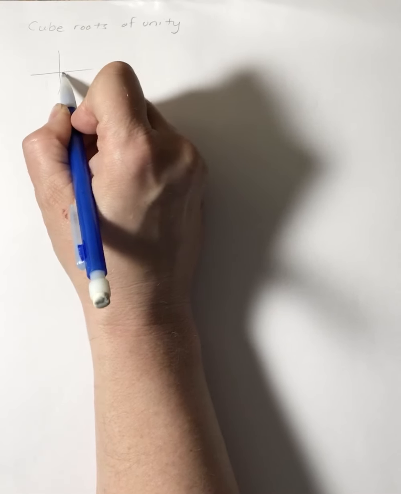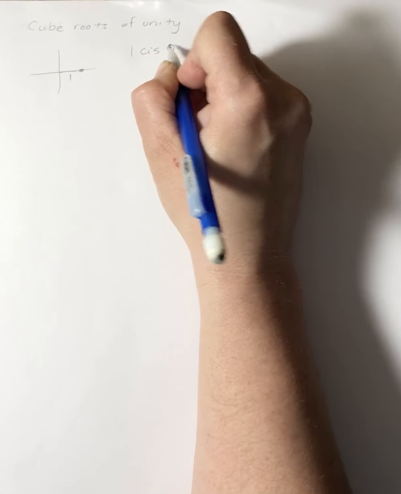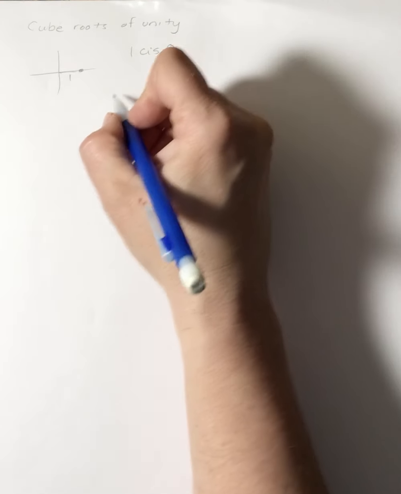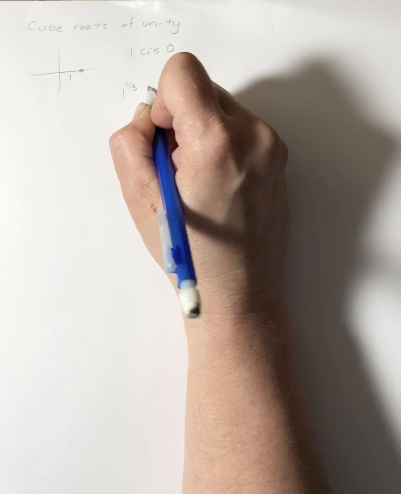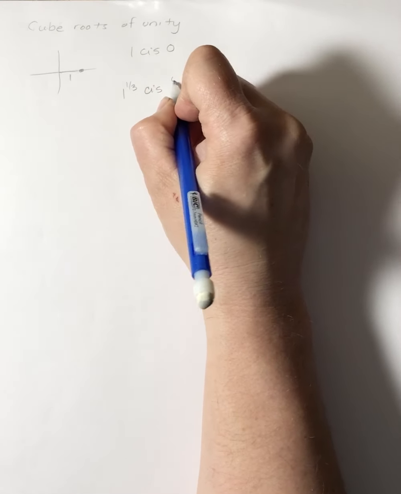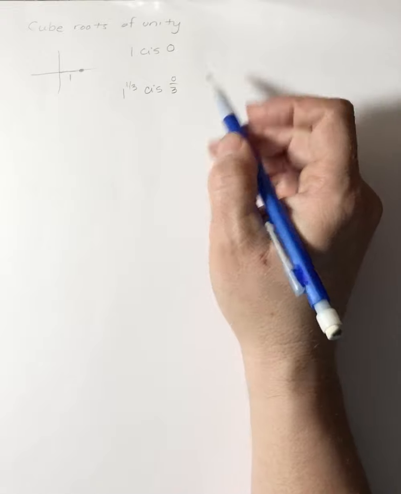Well, I have to write 1 in complex form. Well, it's not very exciting, but it's 1 cis 0. Okay? So if I want all the cube roots, I'm going to take 1 to the 1/3 power cis 0 divided by 3. So yeah, it's just 1. Okay?